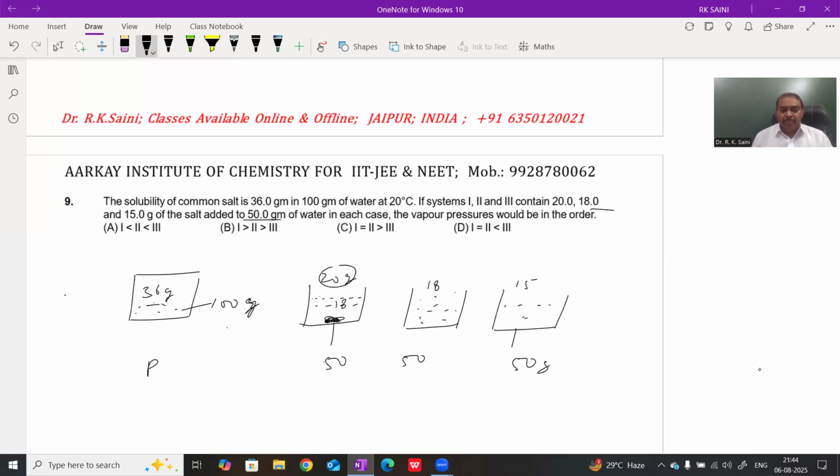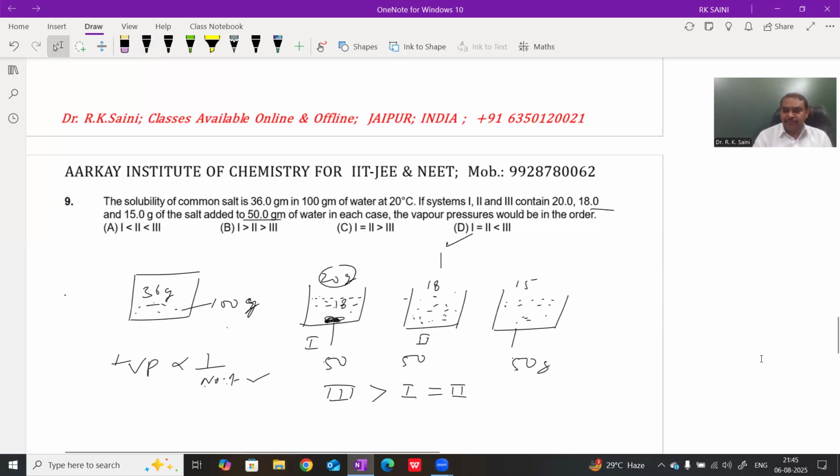And we know that vapor pressure is inversely proportional to the number of solute particles. In containers first and second, the numbers of solute particles are equal, and their value is greater than that of the third solution. Therefore, the highest vapor pressure is of the third solution, and the vapor pressures of the first and second solutions are equal and less than the third because the number of particles is higher. Vapor pressure is lowered by a non-volatile solute, and hence option D.